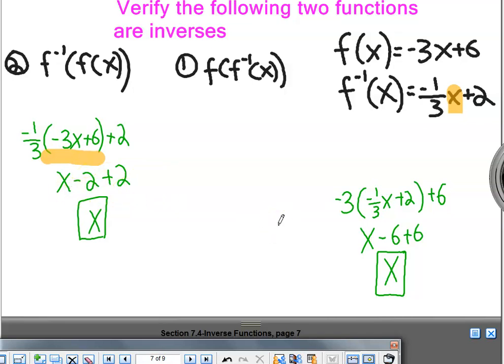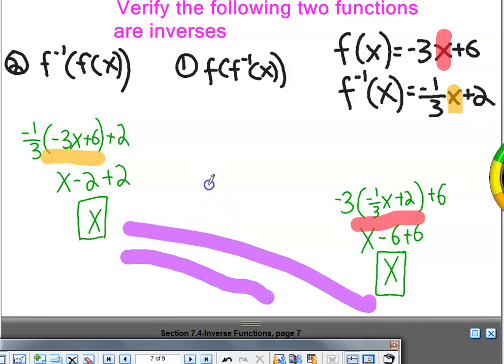I'm left with x, which is good. That's what I wanted. Now, the other way to do this is to go, okay, now everywhere in the top function that I saw the letter x, I am going to replace it with what I think my inverse is going to be. Negative 3 times negative 1/3 x is x. Negative 3 times 2 is negative 6. Negative 6 plus 6, x. Both of these equaled x. That makes me happy. Terrible smiley face, I know.